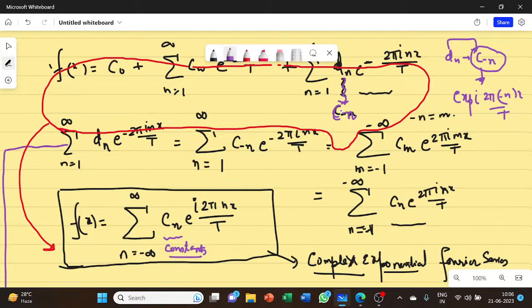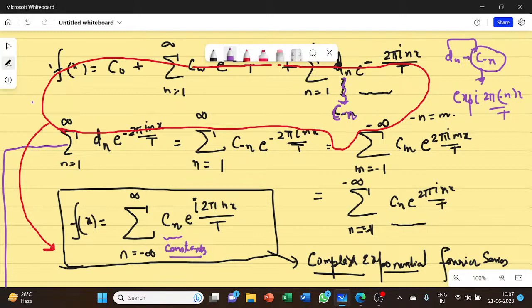So I'm not writing n equal to minus n here. Had I written n equal to minus n, then I would have simply written it as d minus n here. So don't worry about it. This is not that I'm replacing n by minus n. I'm just saying replace dn by c minus n, so that it looks like a compact version. At the end of the day, I'm not writing that all these cn's are the same. I'm just writing that these cn's would be some constants, so that e to the power minus 2 pi iota nx would become one single term.